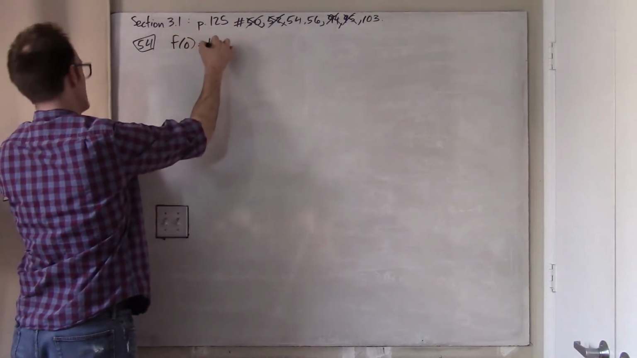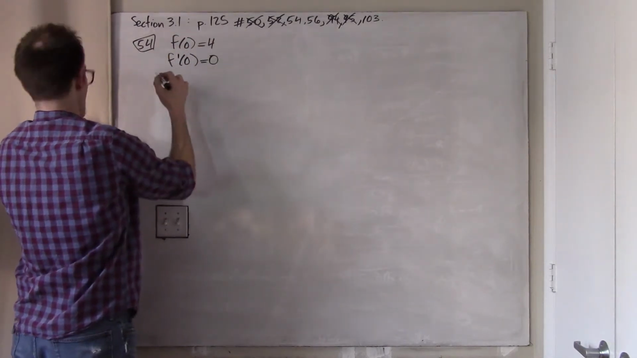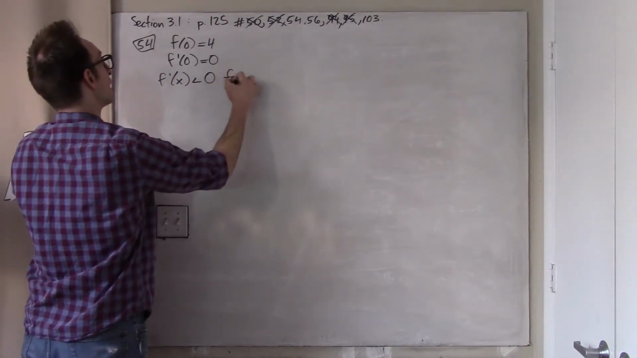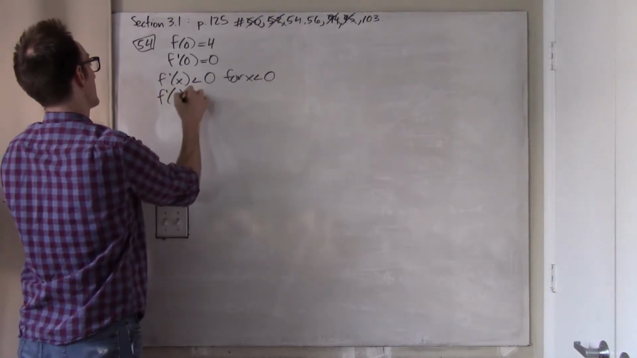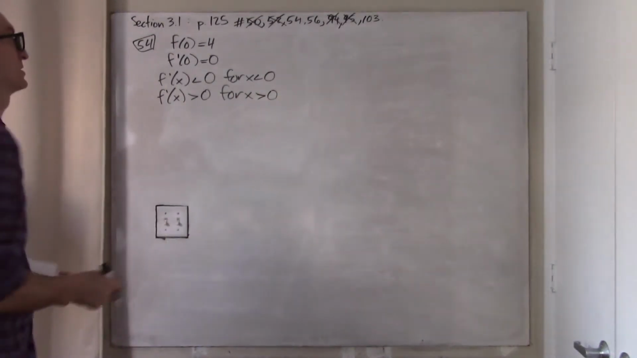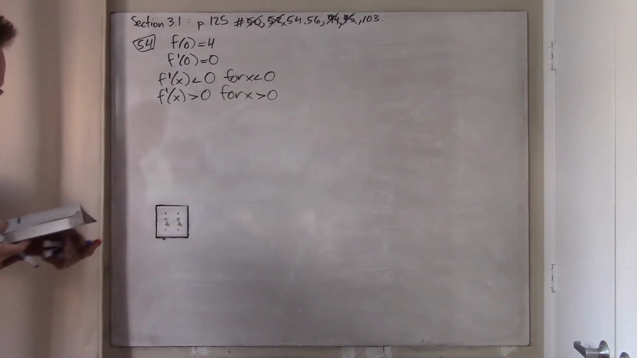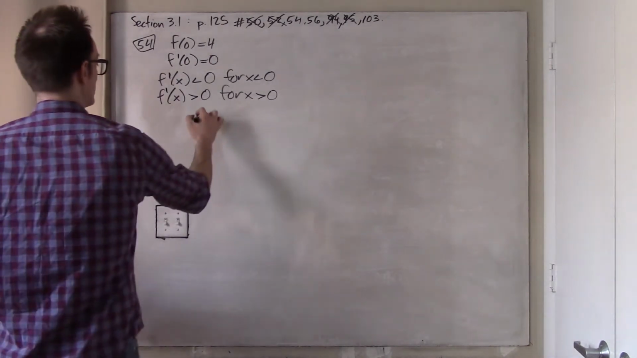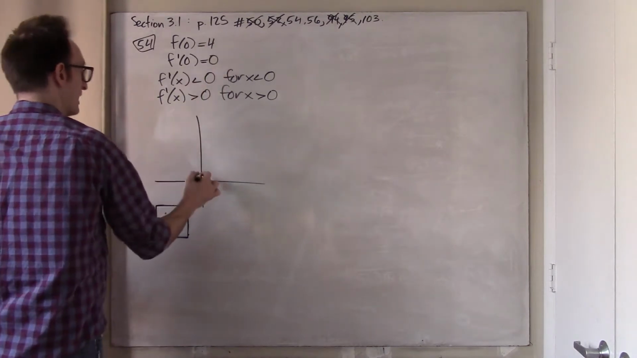f of 0 is 4, they tell me. The derivative at 0 is 0. The derivative is negative for negative x. And the derivative is positive for positive x. And this is supposed to strengthen your understanding of what a derivative is by forcing you to draw a sketch of a function that meets these requirements. Well, hopefully this wasn't so hard. What does it mean for, okay, let's just start, right?